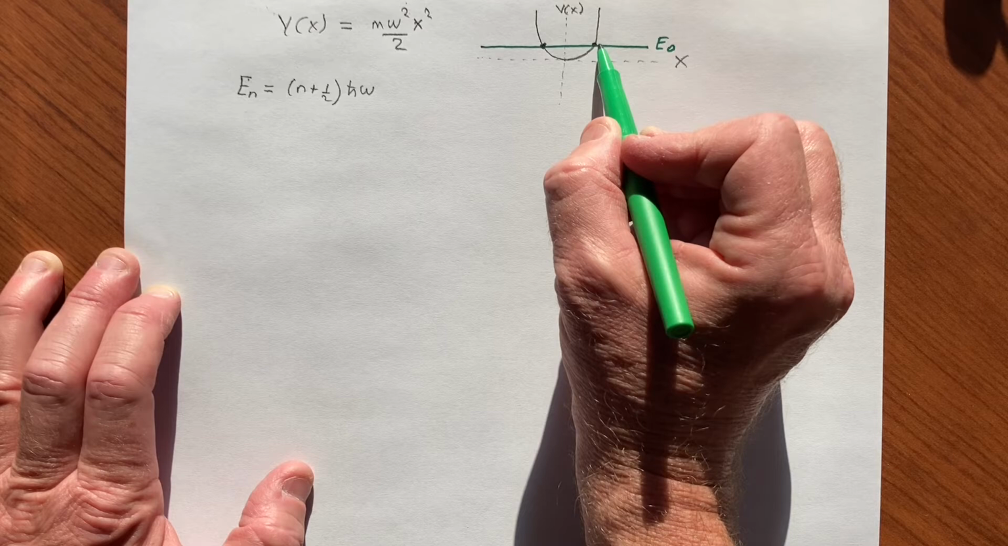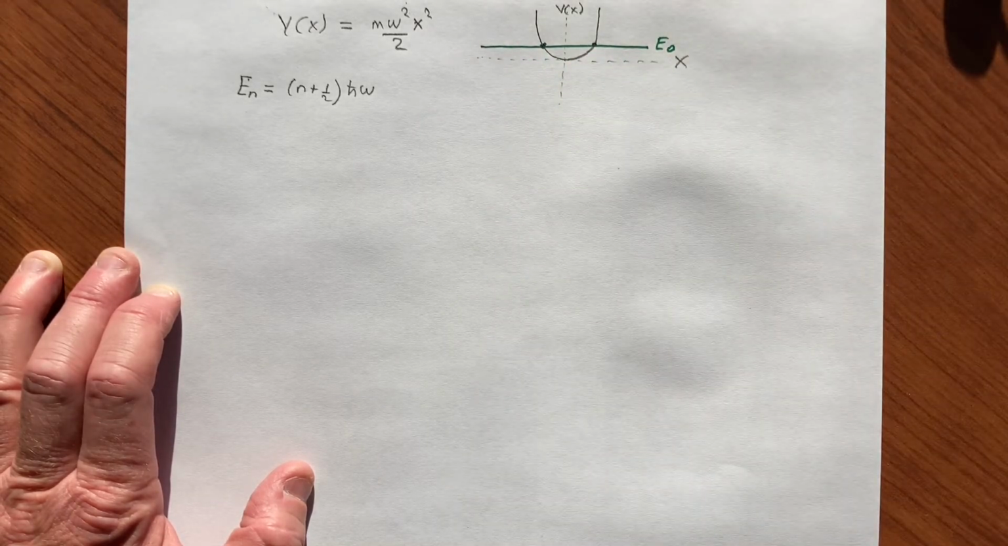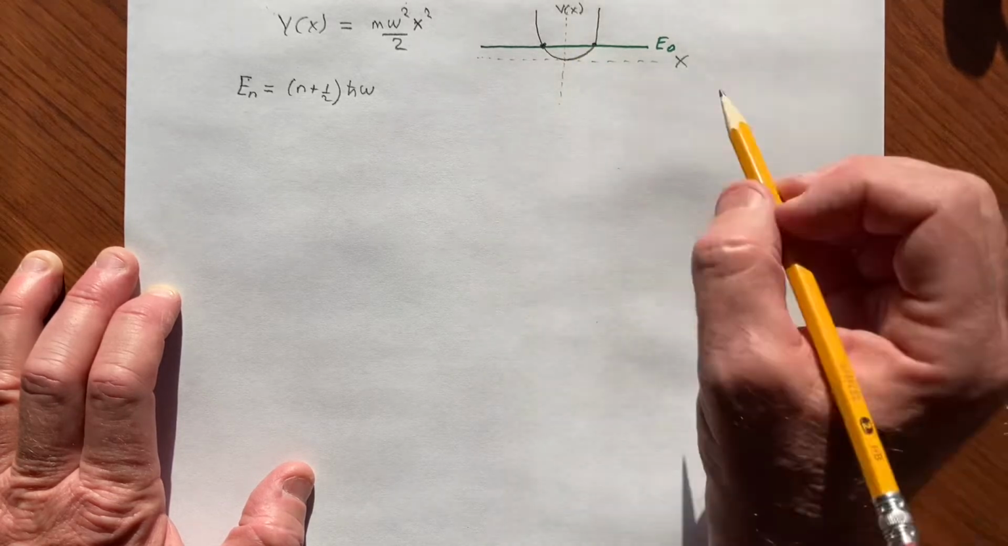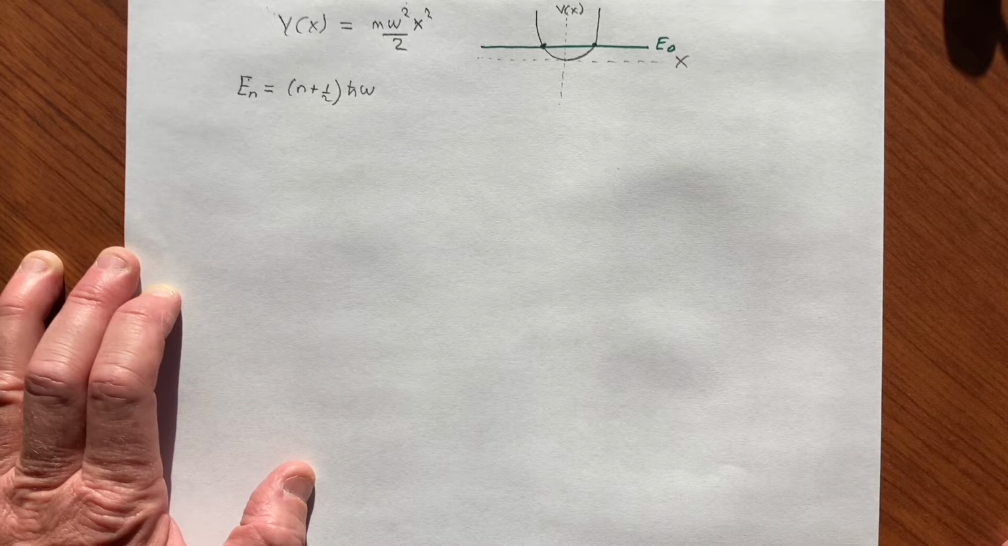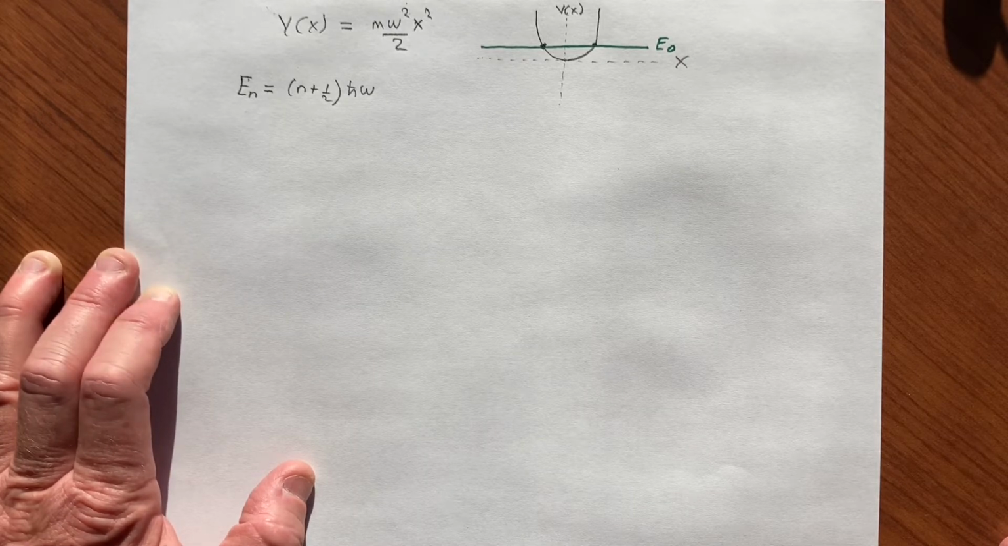It can't extend past here and past there in the negative direction. And so those 2 points are the classical turning points where the particle sort of comes back. And so it can only live in there. Of course, quantum mechanically, it can exceed those values of x. And so we want to calculate those positions.